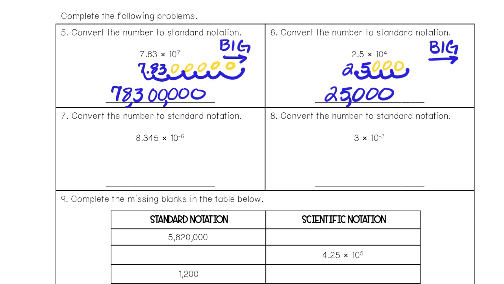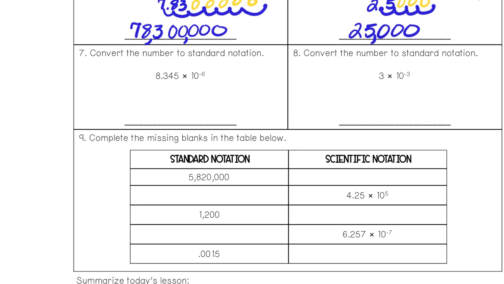Now for the next one, if you notice, the exponent in this case is negative. So this one is going to be small. And we're going to move that decimal to the left. So the decimal is here. I'm going to grab that decimal and I'm going to move it to the left 6 times. 1, 2, 3, 4, 5, 6. So my decimal is here now. I'm going to fill in those valleys. So 1, 2, 3, 4, 5 valleys. So this would be point 1, 2, 3, 4, 5, 8, 3, 4, 5.